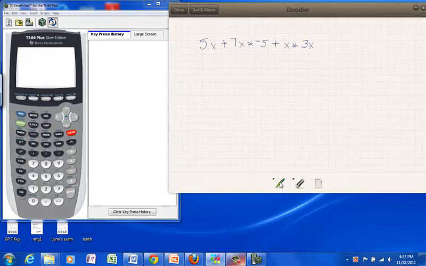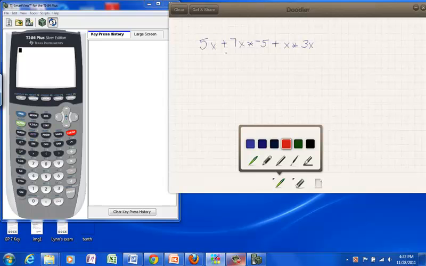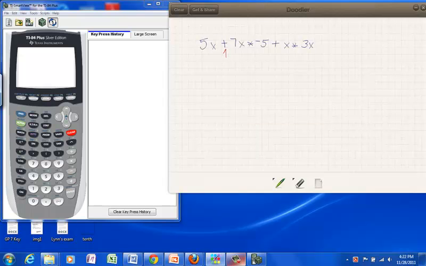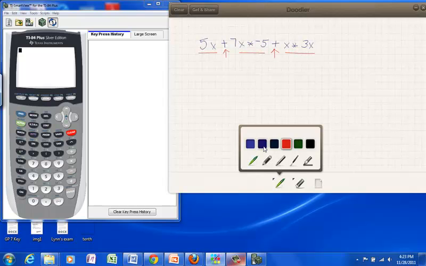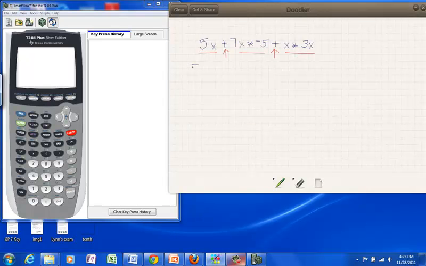So the first step is to identify the terms. Terms are separated by addition or subtraction. It's not in a grouping symbol. Everything in between those arrows is a term. Now the reason that's important is that we want to simplify each of the terms first.